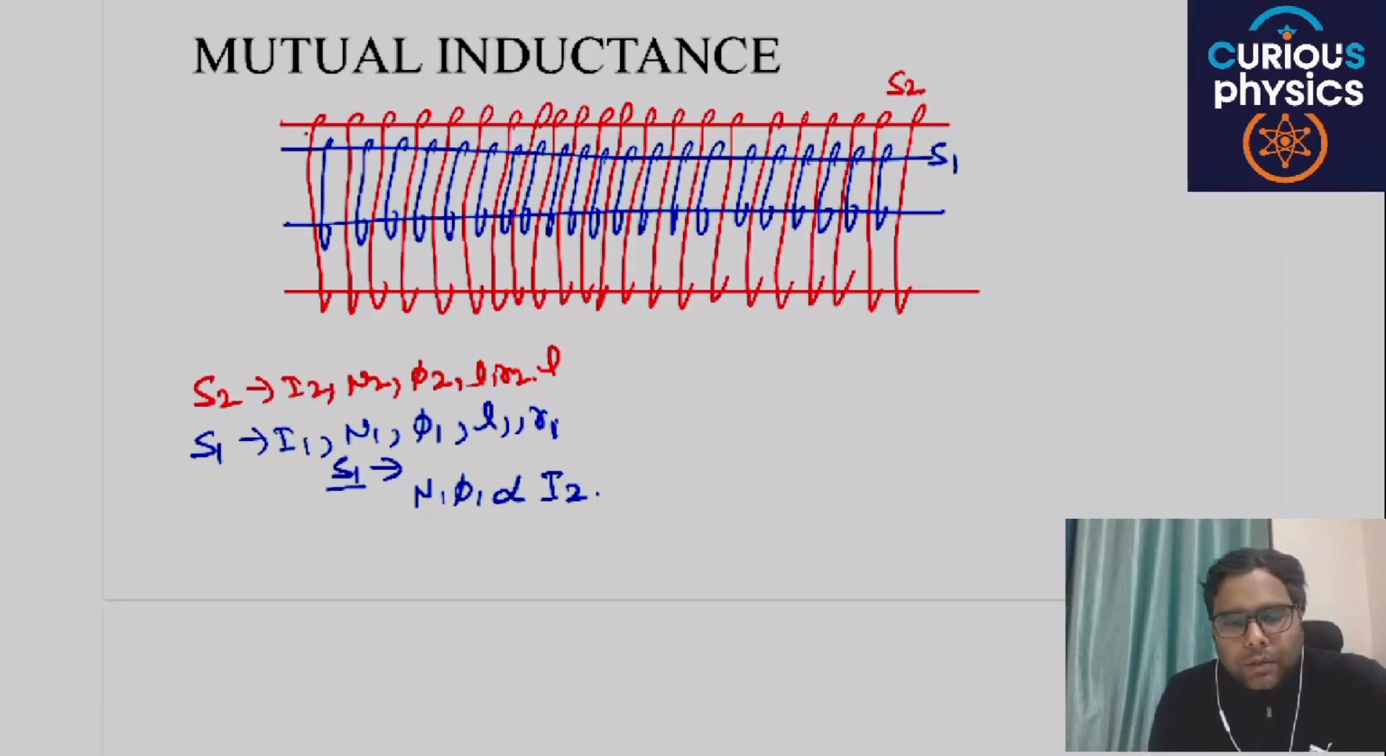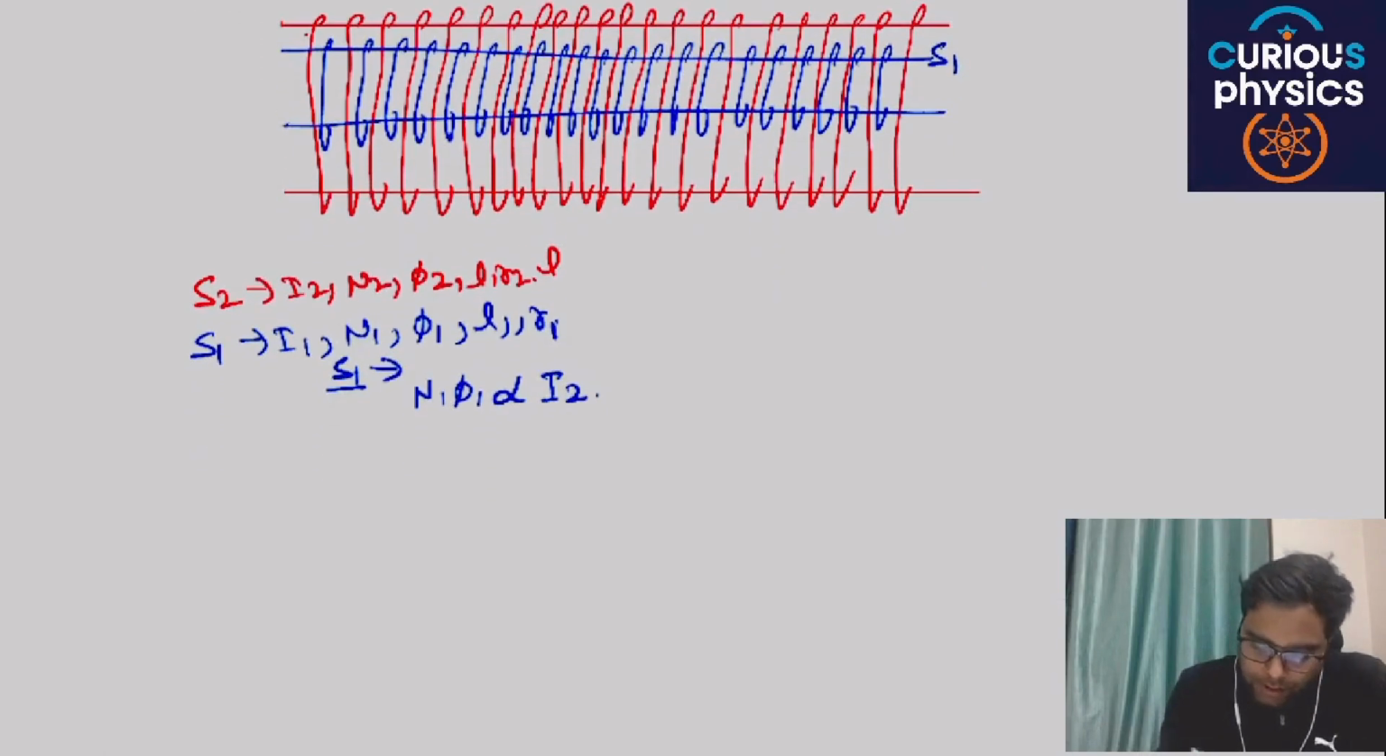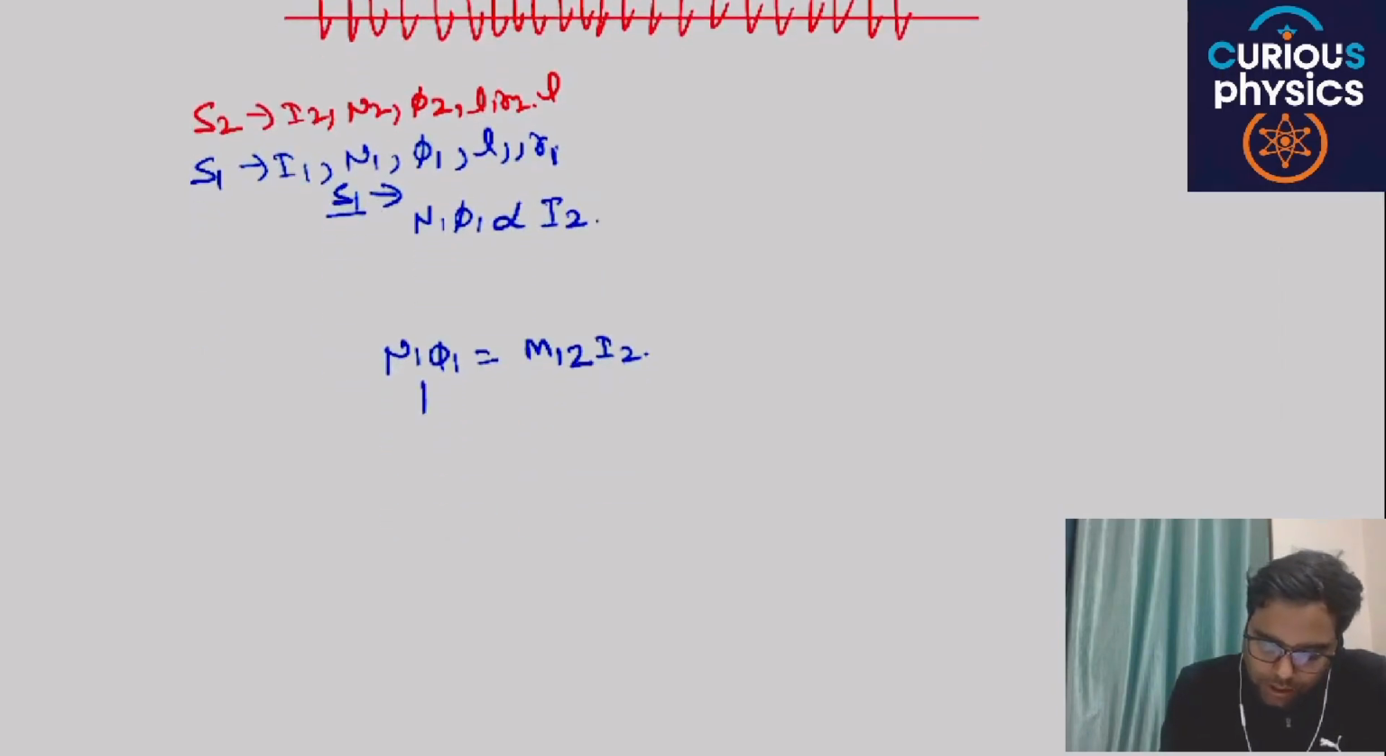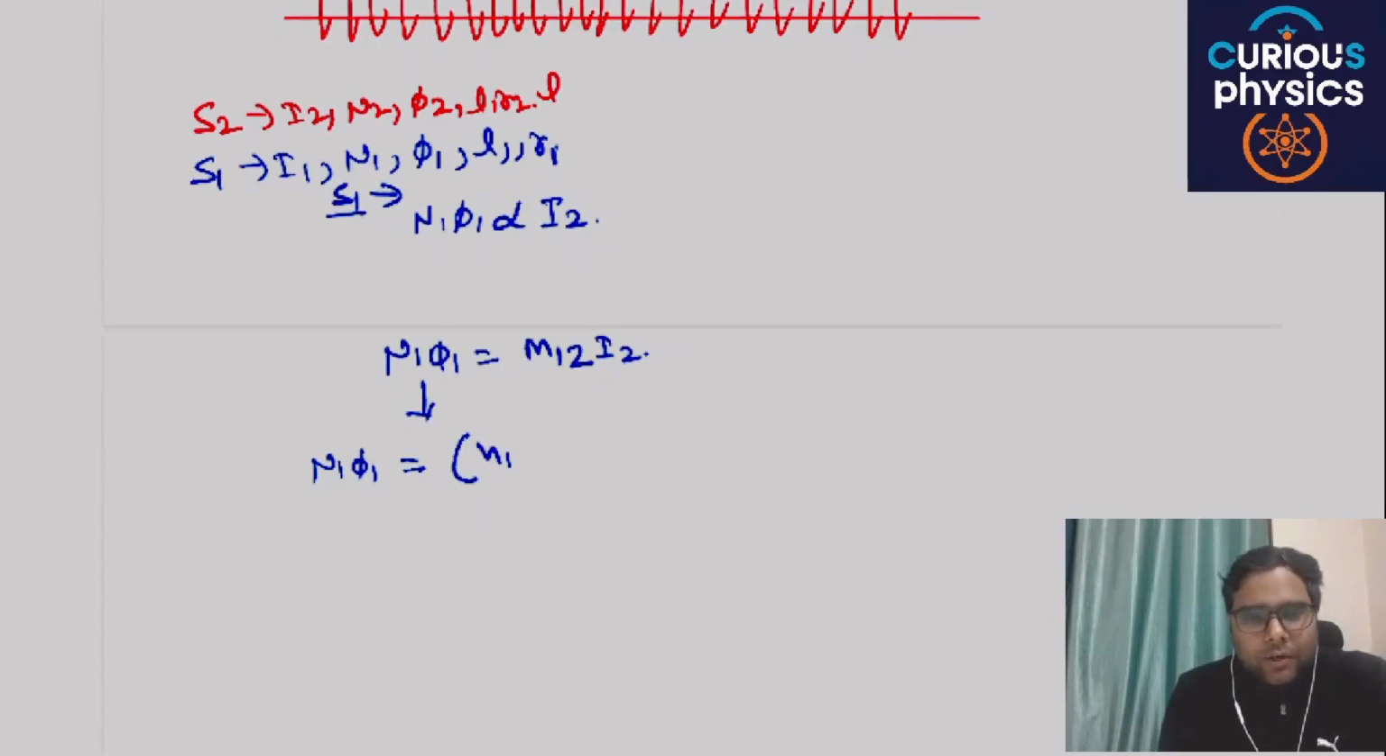I2 is nothing but the current passing through solenoid 2. We can say N1 phi 1 is directly proportional to the mutual inductance of 1 with respect to 2, M12, times I2, and here you can remove the sign of proportionality. So you can write N1 phi 1. What is the value of N1? N1 is the total number of turns, then small n1 is the number of turns per unit length, so n1 into L.